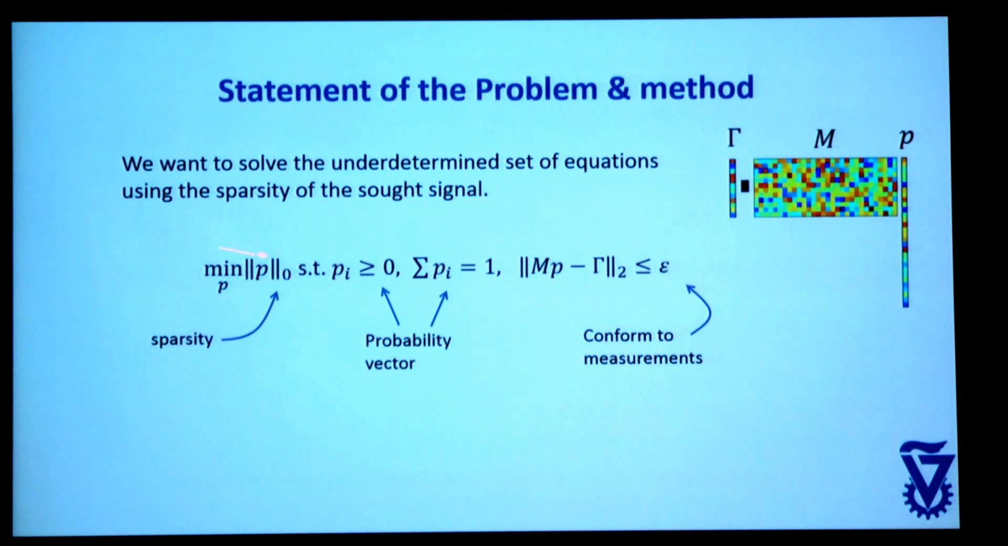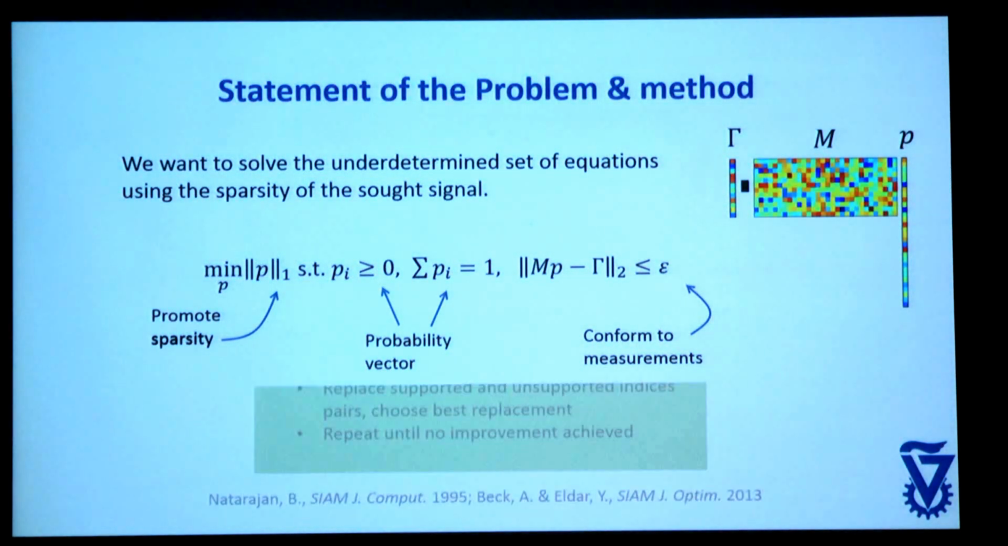The trouble is that solving this exact problem is not possible. Instead, we can replace it. A common approach would be to replace it with the norm 1 instead of norm 0, which promotes sparsity. However, if you look carefully, you can see that every feasible solution, in our case, due to these constraints, has norm 1 of 1. Therefore, this alone would not help us. So we took a different path.